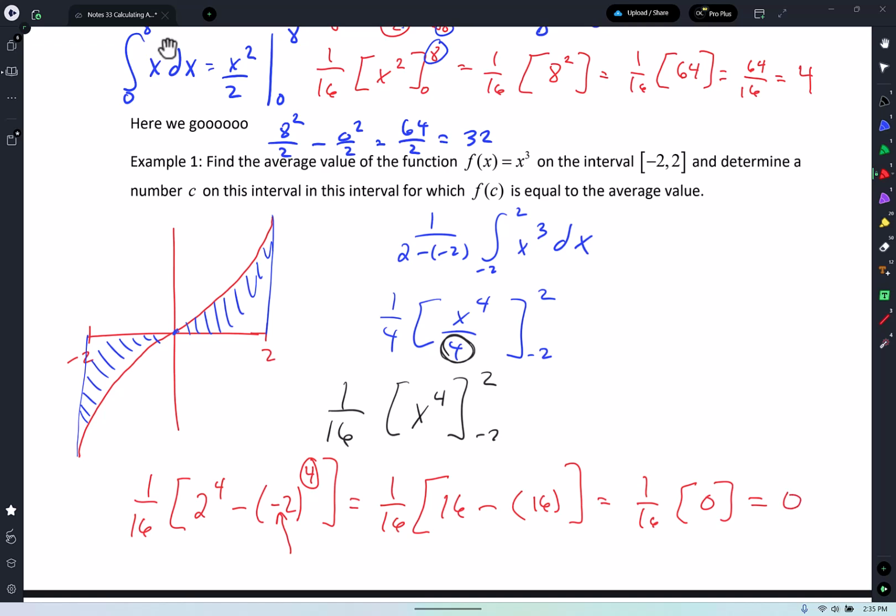They also asked another question: determine the number c on this interval for which f of c is equal to the average value. All that means is set your function equal to 0.